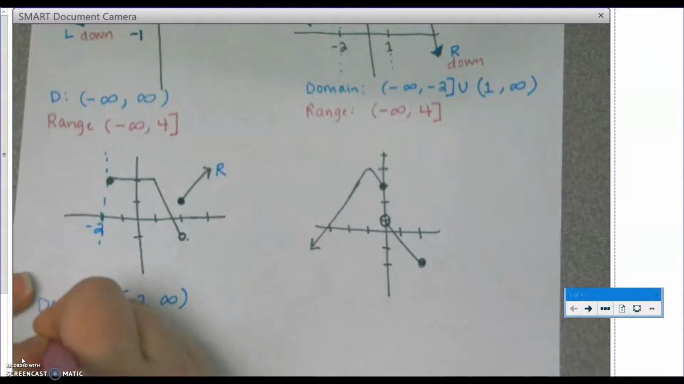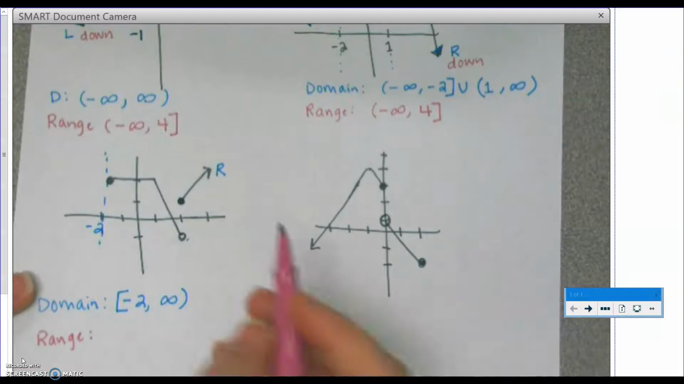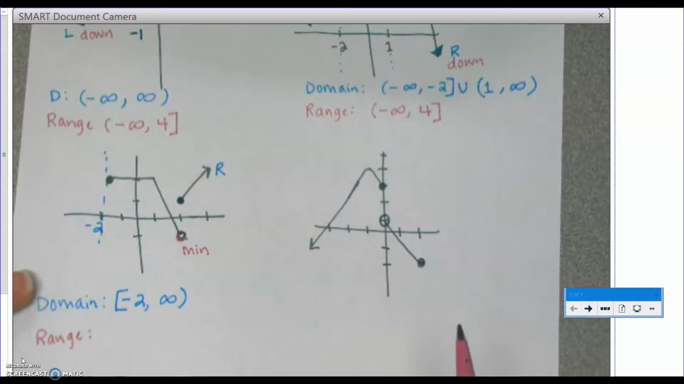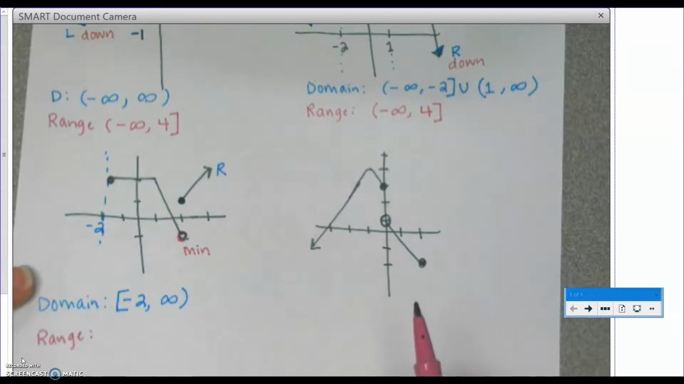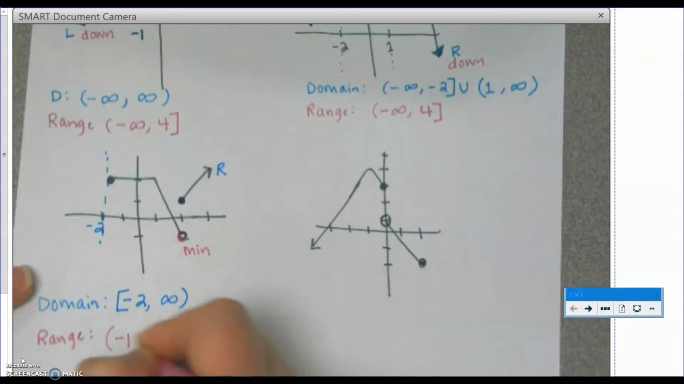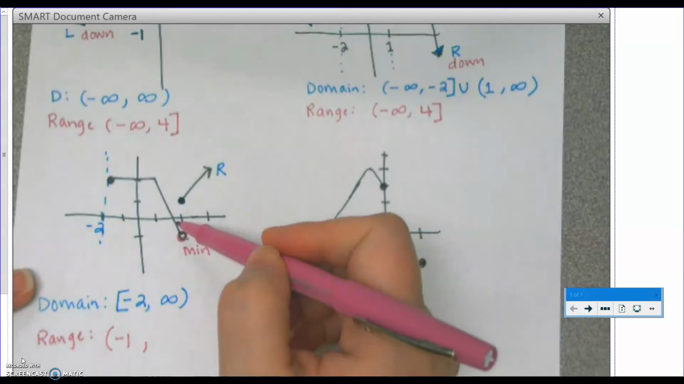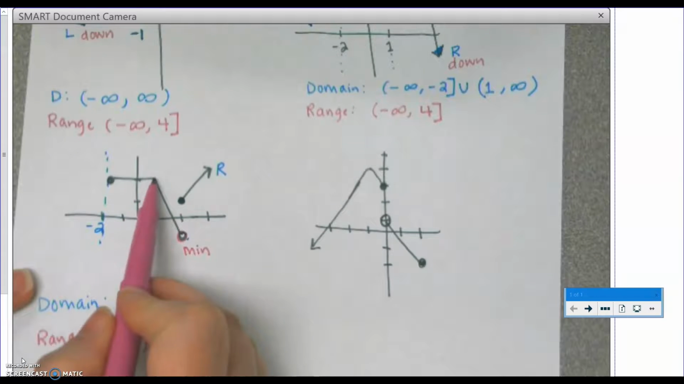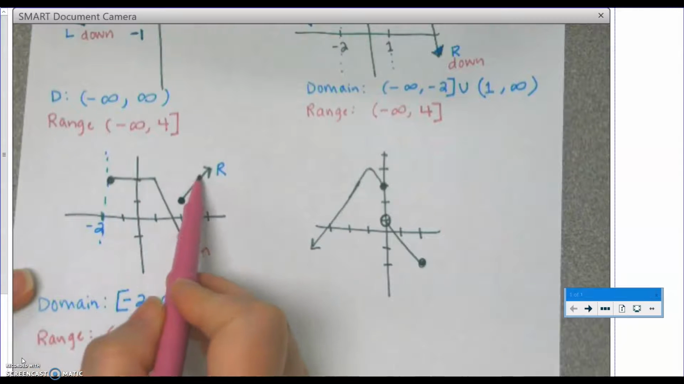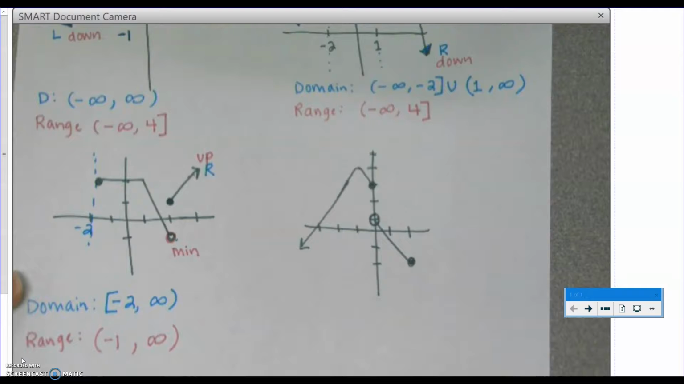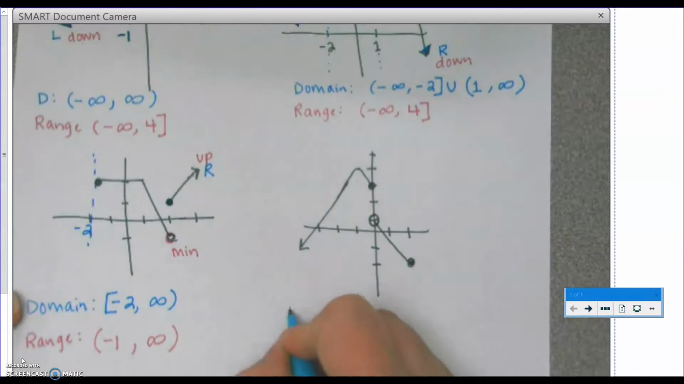All right, my range, I don't have any arrows pointing down. And so this point here looks like the minimum of the graph. So -1, that's an open circle, so it needs a parenthesis. And then even though the highest that this piece goes looks like it's 2, this piece has an arrow that's going to continue up forever and ever and ever. So that would be infinity. All right, next one.